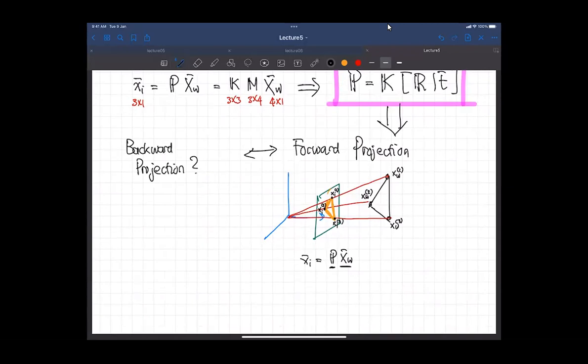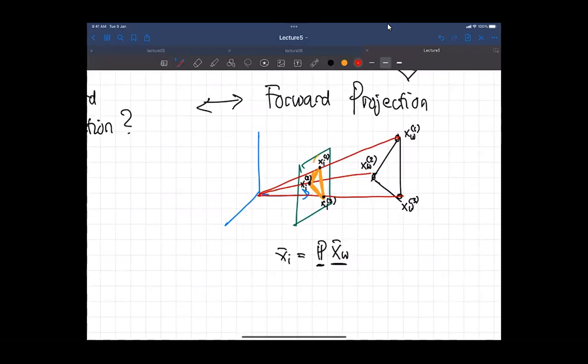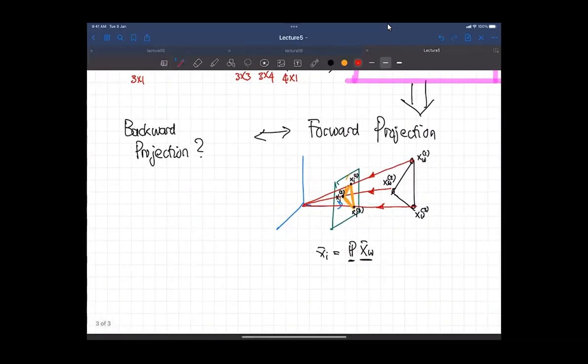So what is backward projection? Forward projection is obvious: we have the world points and then we do the projection of that point to the image. So this is the direction of the forward projection, from the world to the image. Now, what is the meaning of backward projection? Backward projection means that you have your image point. So imagine that you have image point there, XI.